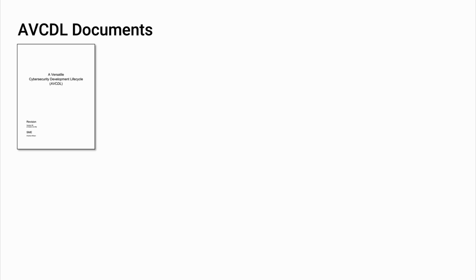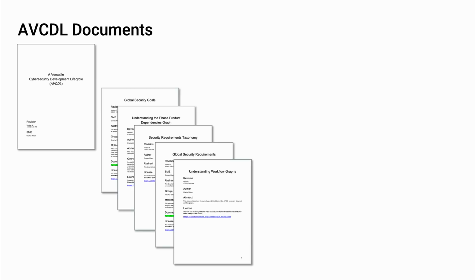The primary document covers the basics of the AVCDL, how it was constructed, what the various goals of the AVCDL are, the requirements for various cybersecurity roles, as well as how each of the phases decomposes into a set of processes. A set of secondary and elaboration documents cover each of these processes in detail and provides additional material to help understanding of the process and the specific concepts that are used within the AVCDL.